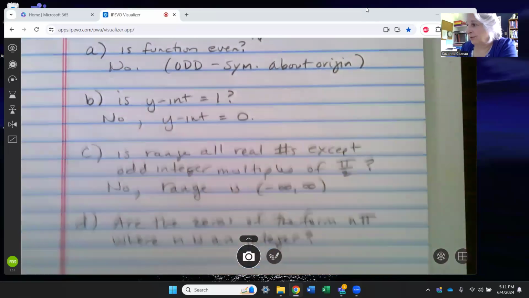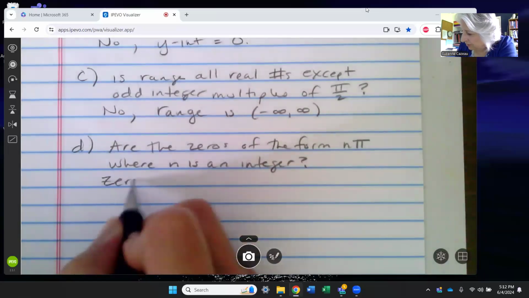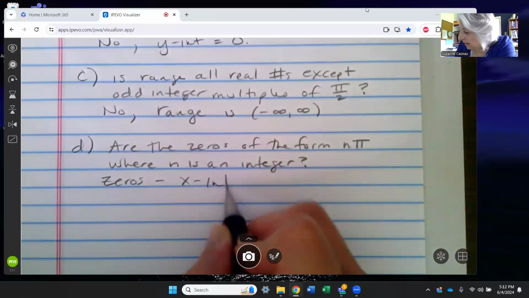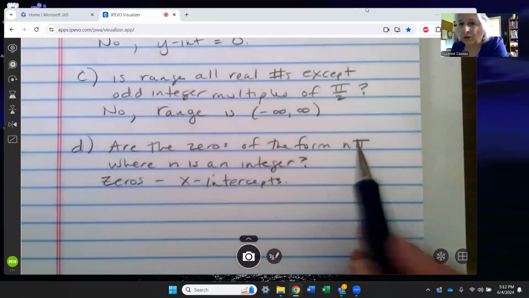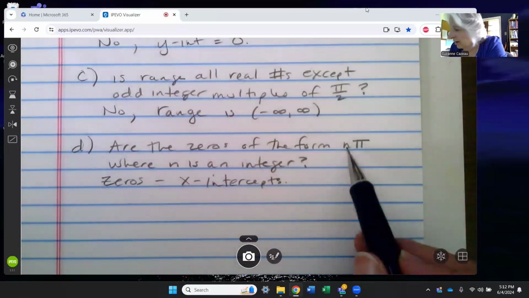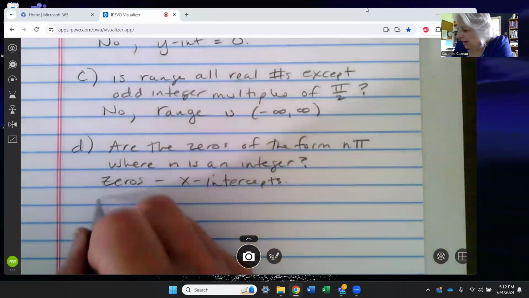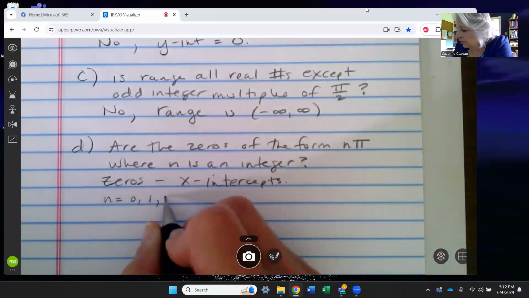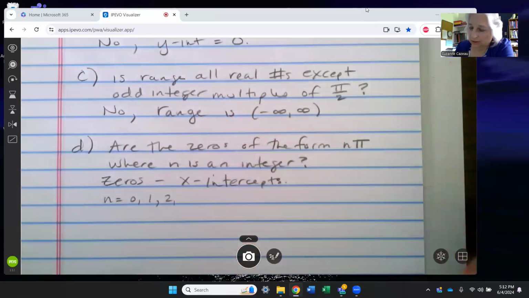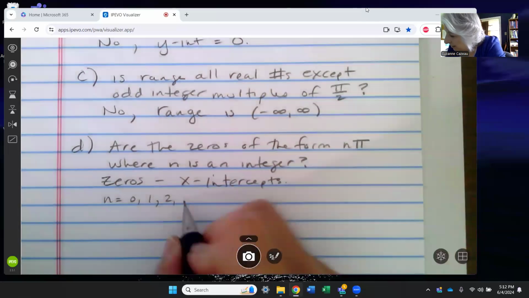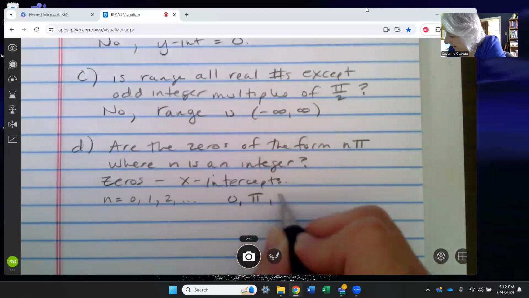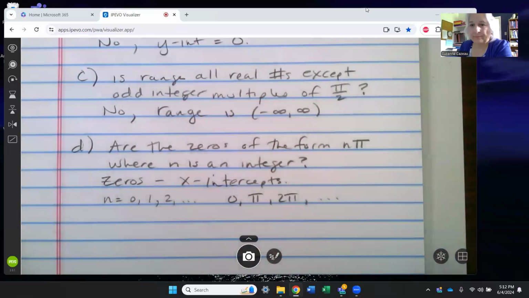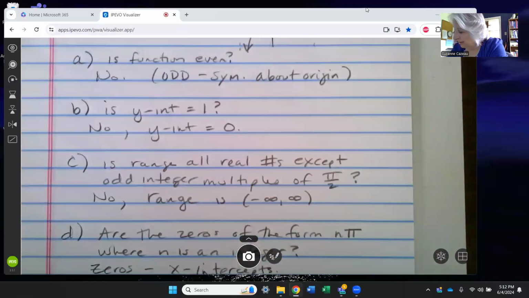Okay, zeros are x-intercepts. In case you didn't notice, zeros are the same thing as x-intercepts. So you can just look at the graph and see where it's crossing, and whenever they have an n, just try n equals 0, 1, 2. n is an integer. Integers go in the negative direction as well. So in this case, that would be 0, 1 pi, 2 pi, 3 pi, and so on. And so you can look at the graph and then you can answer the question.